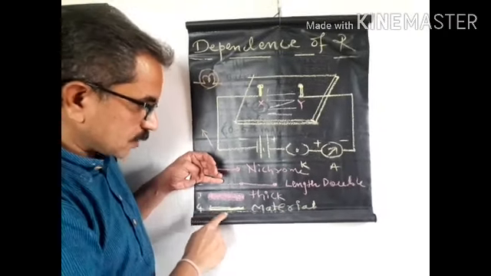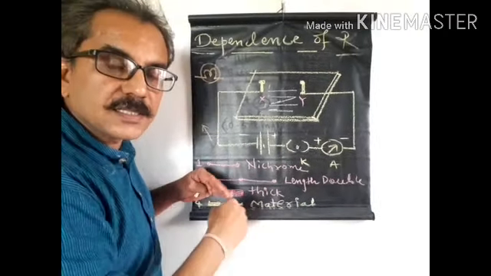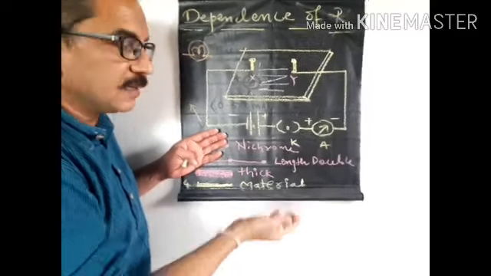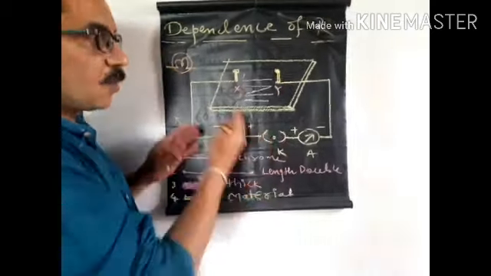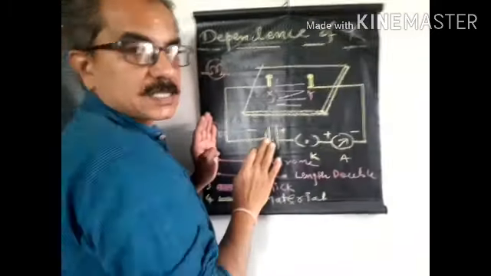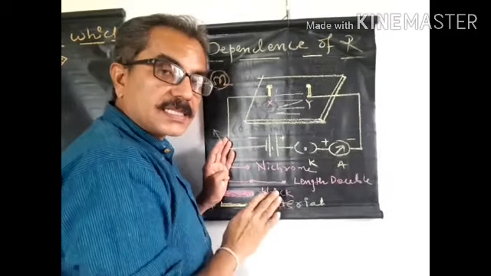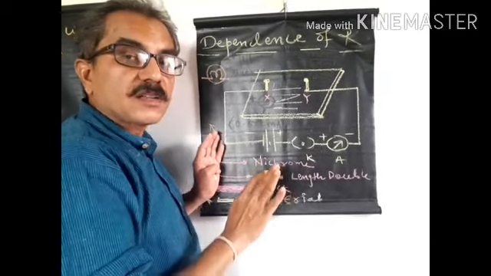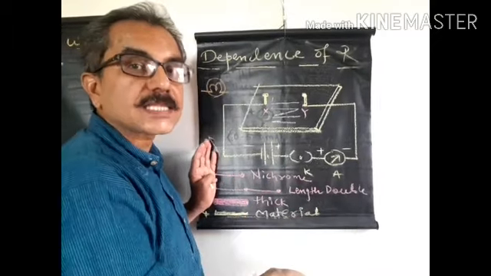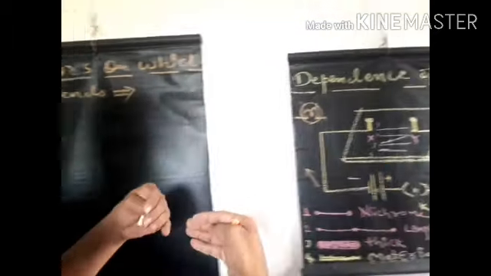Now we see the fourth part. In the fourth part we are changing the material. Now you take some other material and see the deflection. With this activity we will come to know the dependence of resistance, and even one more factor is there, that is called temperature, and how resistance varies with the increase or decrease of temperature. Now we will see the mathematical aspect of this.